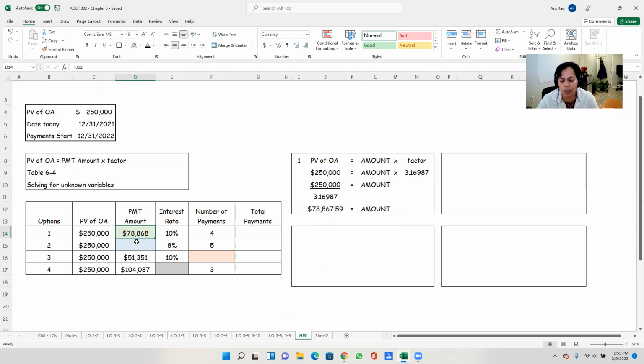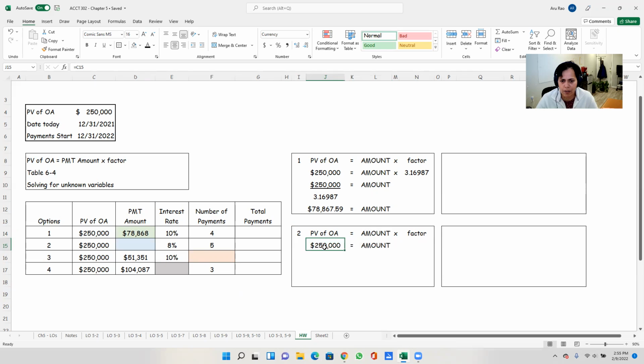Now the problem told us to round it up to the nearest dollar. So I'm rounding it up and the answer is 78,868. Okay, this last column will come to that in a second. Now the next one is exactly the same as this, except the numbers are different, the interest rate and the number of periods. So again, we are going with the exact same formula.